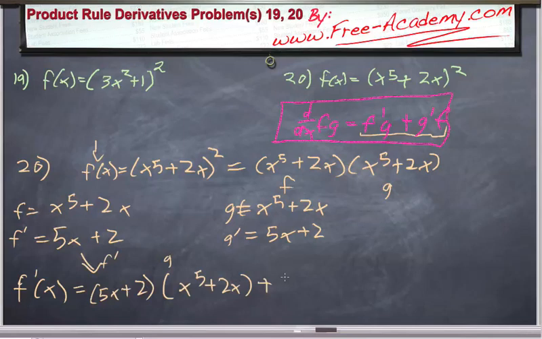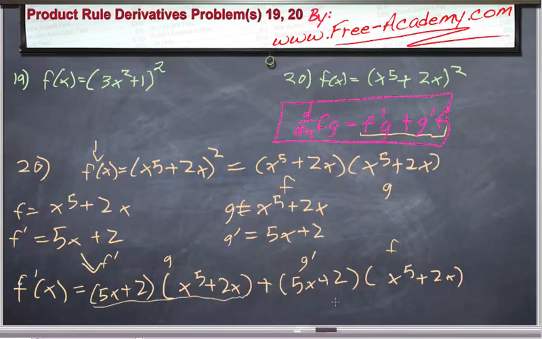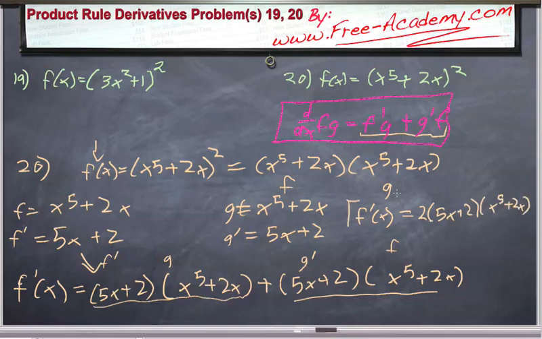This will be plus g prime, which is 5x plus 2, and this will be times f, which is x to the fifth plus 2x. And it should be no surprise, just like the last problem, that our terms are completely the same. So our final answer, f prime of x, is equal to 2 times 5x plus 2 times x to the fifth plus 2x. And you can distribute that further if you like, but that's a valid answer for a derivative.